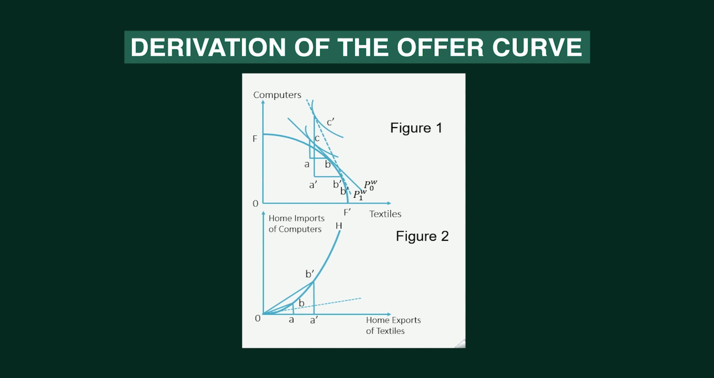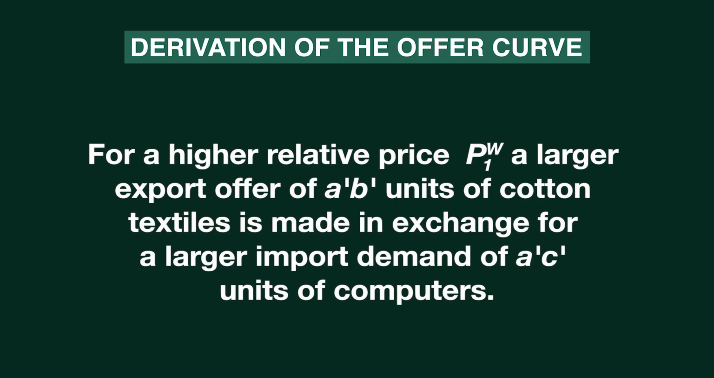On the other hand, I produced this much of textile, but I don't want to consume this much of textile. Rather, I want to consume only this much of textile. So AB amount of textile is in excess supply here. Now what can I do with that? I have some excess supply of textile and I have some excess demand for computer. So given the option, I will go for this kind of exchange where AB amount of textile could be exchanged for AC amount of computer.